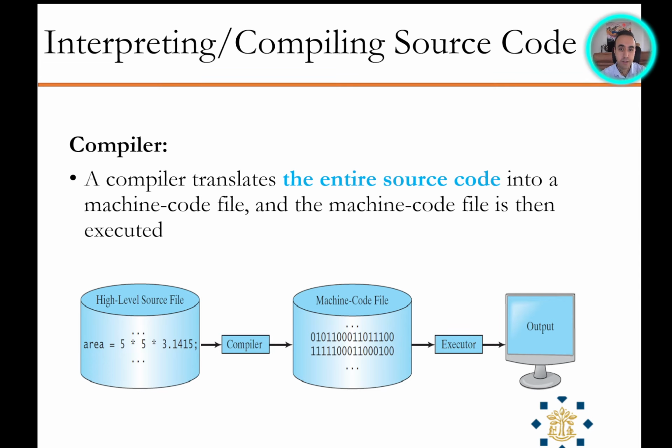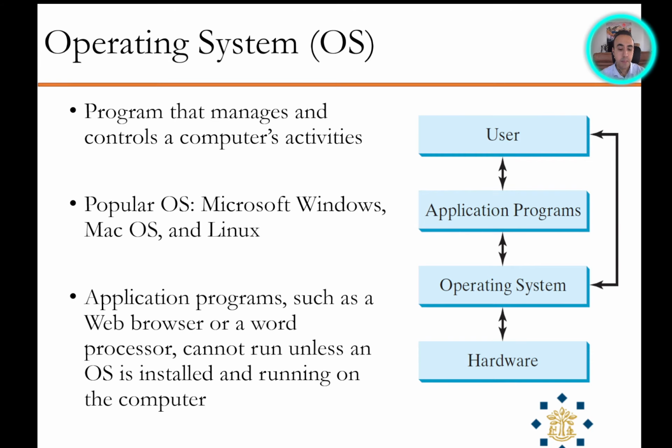A compiler, on the other hand, translates the entire source code. So this is the only difference between a compiler and an interpreter: the compiler compiles the entire 100 lines, and then after the entire code is converted to machine code, it's executed. So it's not one by one, it is the entire thing all together, okay? And our computer, so we actually write the program.